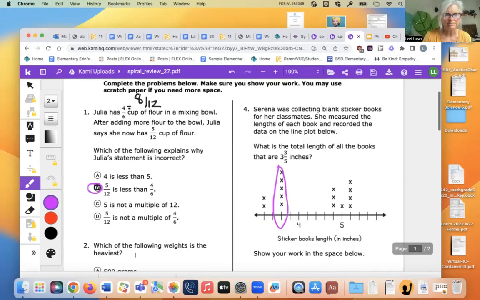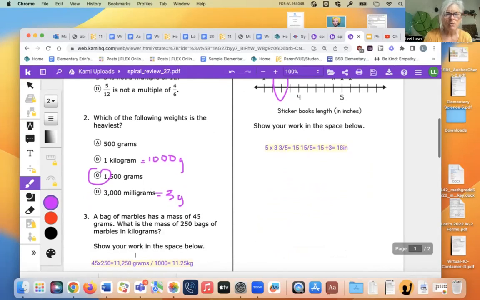That's crazy. Number 2. Which of the following weights is the heaviest? I converted all of them into grams, so I had 500 grams here. 1 kilogram is 1,000 grams. Here we had 1,500 grams, and here we had 3,000 milligrams. I've got to divide that 3 times, 1, 2, 3, and that equals 3 grams, so C.